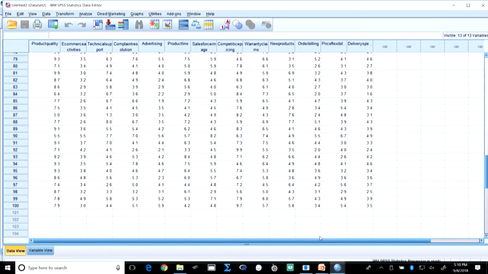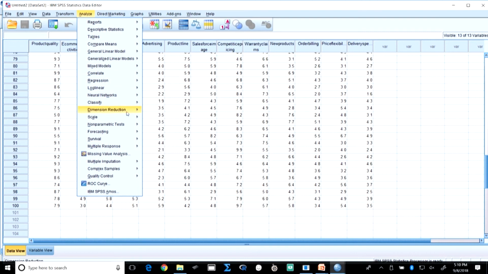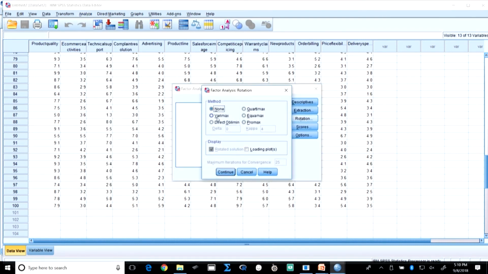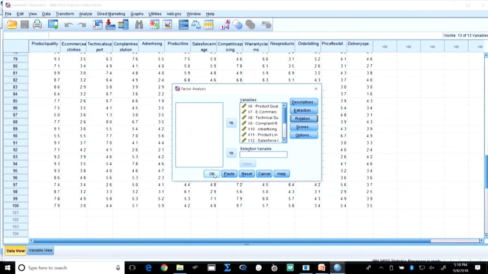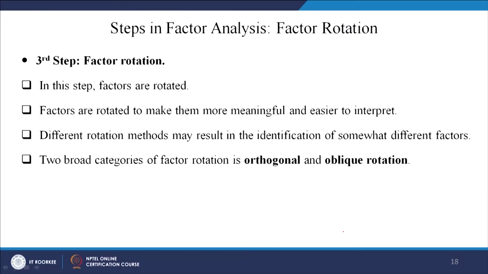Now, we will go for a rotation method. By rotation we may think of improving our model. So, let us go to rotation. The most popular rotation is Varimax rotation. First let me run it, and before that I will show you the theory. In this step factors are rotated, right. As we just did the Varimax rotation, factors are rotated to make them more meaningful and easier to interpret.